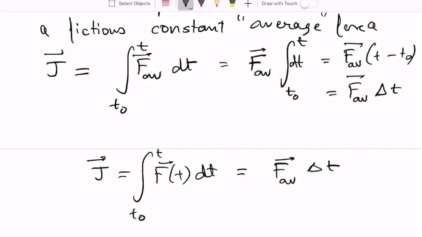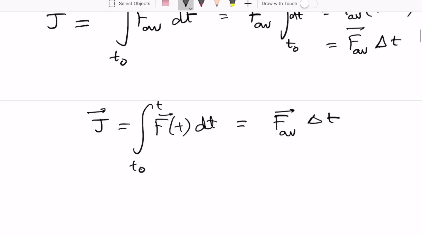Now, usually we are happy with just this average force. We don't really care about the details of the actual force that's acting, just because the force is acting for such a short amount of time. So we're just happy with pretending that the force is constant and working with this constant average force. Okay, so that is the definition of impulse. So impulse is one of these two, either this one or this one, depending on which form of the force you want to work with.